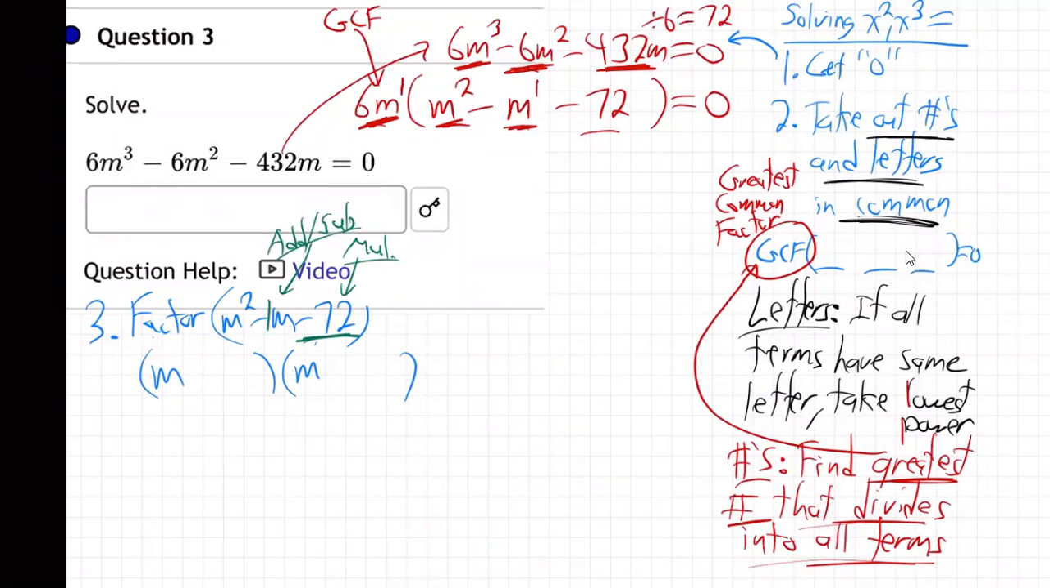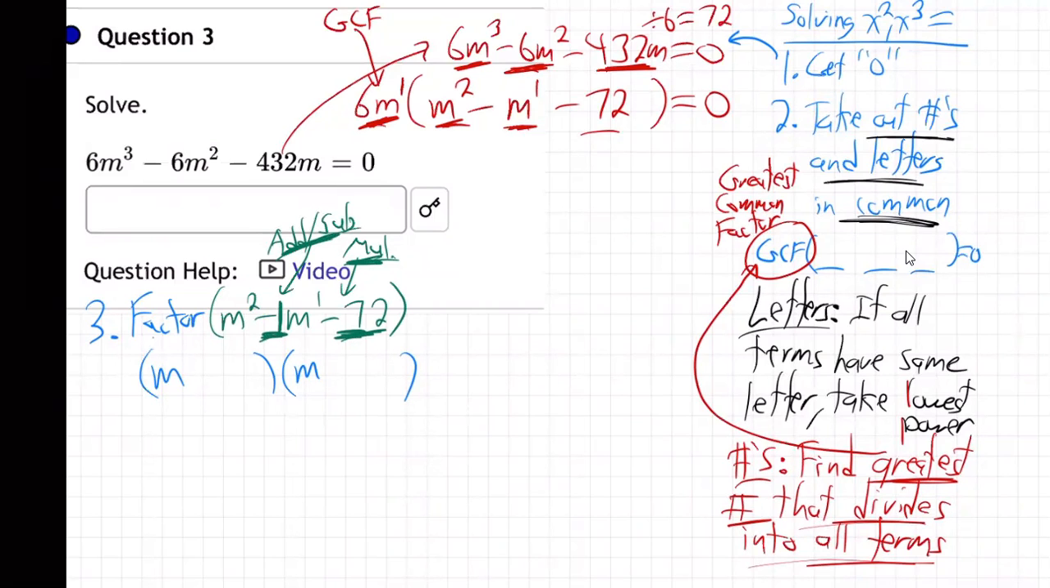What number's here? Minus 1. There's no number in the front, so it's 1. There's 1 m there, huh? So minus 1. Let me try to do that a little bit better. M squared minus m minus 72. Oh, sorry, I'm going to have to rewrite this. There we go. So minus 72 and minus 1. So I'm looking for 2 numbers that multiply to be minus 72 and add or subtract to be minus 1.